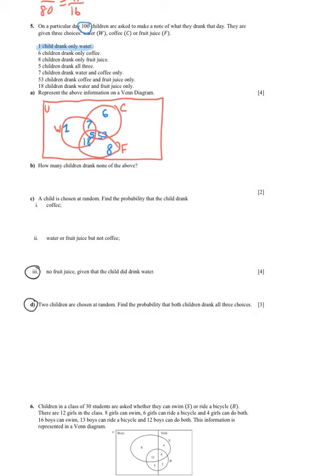And that's what part B is going to ask us to do. How many children drink none of the above? So we're looking for the number that goes out here somewhere. All right, so we can add all of these together. We can call this the drink none, we'll just call it an N. And we'll say 1 plus 7 plus 5 plus 18 plus 53 plus 6 plus 8 plus N equals 100. And then we're going to subtract everything from there.